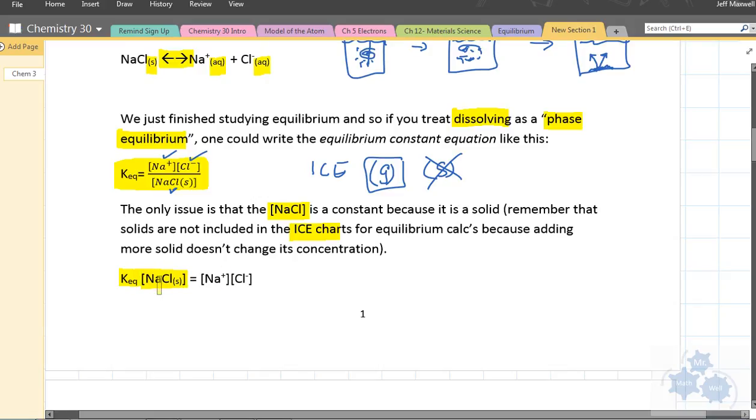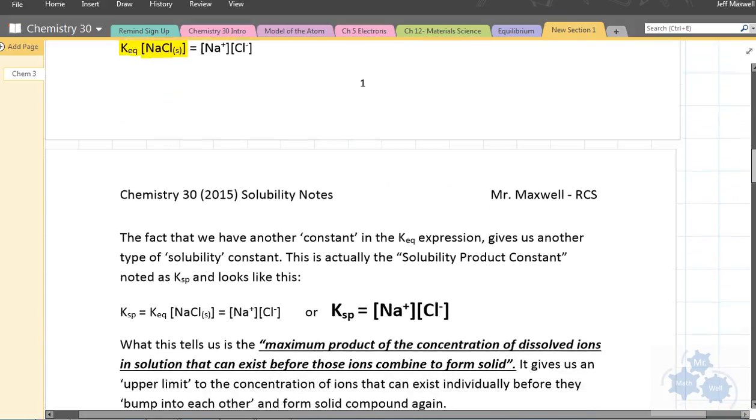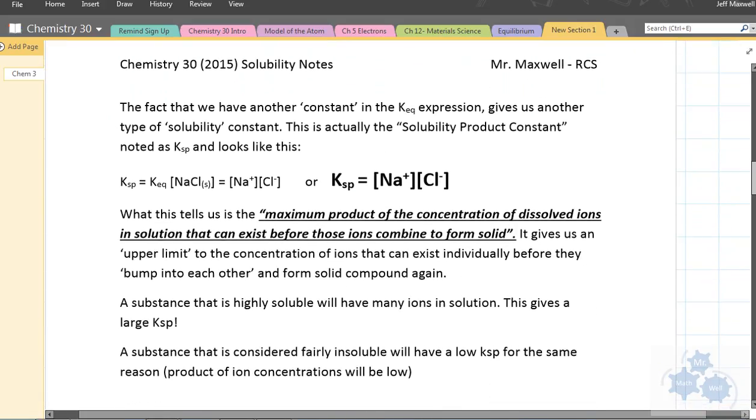It's a KEQ times this number right here. And so that gives rise to the Ksp. Okay, did everyone have those notes there? Can I move on? Okay.